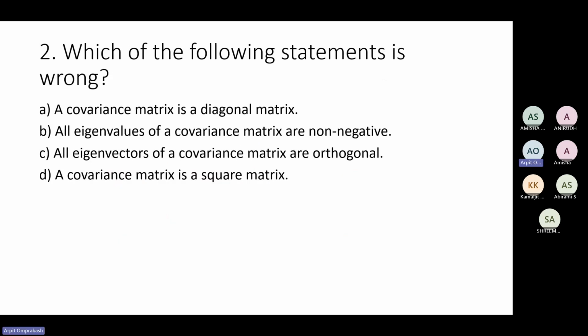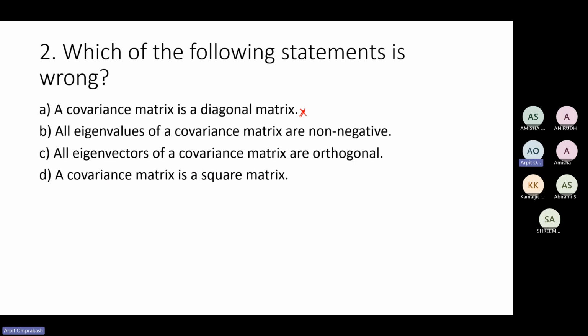Okay. The next question is, which of the following statements is wrong? A covariance matrix is a diagonal matrix. That's basically wrong because a covariance matrix is not diagonal. It has variance on the diagonal and covariance in the other places.